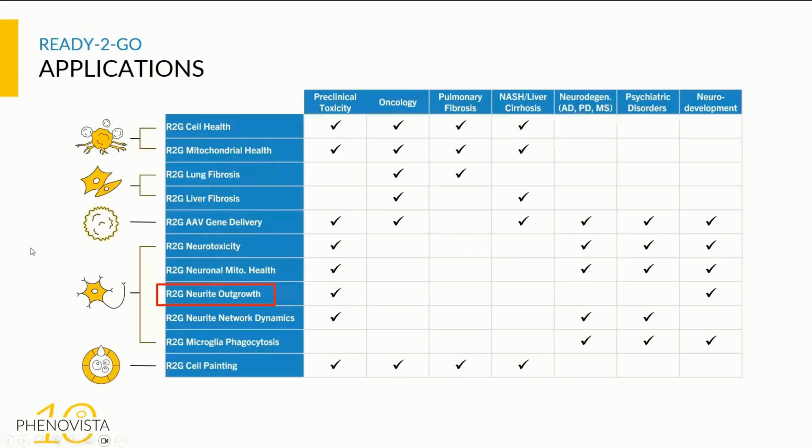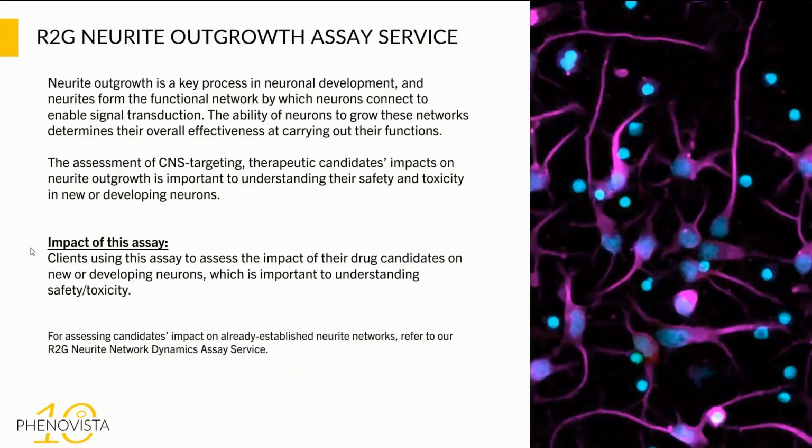So with our ready-to-go assays, you'll notice that a lot of them are in the CNS space since we've done so much work with them. Our most popular one in this area would be neurite outgrowth or neurite network dynamics. They're very similar assays. I'll go over the neurite outgrowth one first. So neurite outgrowth is really important to the development of new neurons. Making sure that development establishes that neurite network is super important to the functionality of your networks and the health of the neurons.